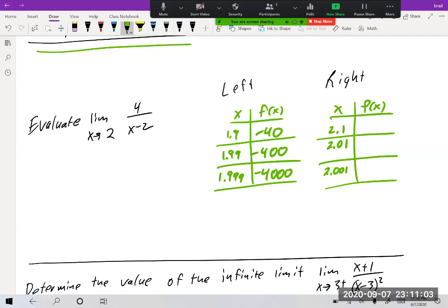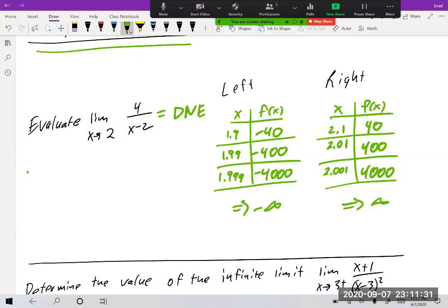Now I'm going to do the same thing over on the other side. I'm going to do 4 divided by 2.01 minus 2. And we get 400, and then this one will be 4,000. This one is approaching negative infinity. This one is approaching positive infinity, it looks like. So this has an answer of D and E.